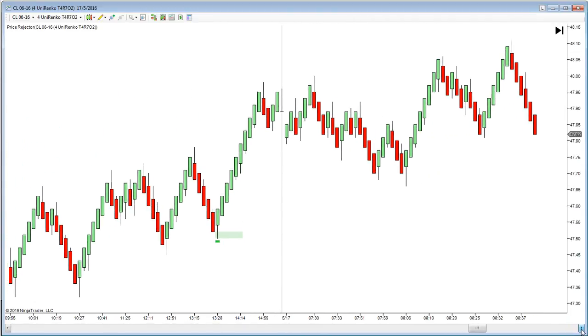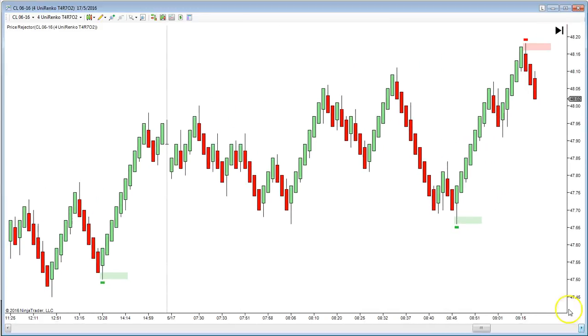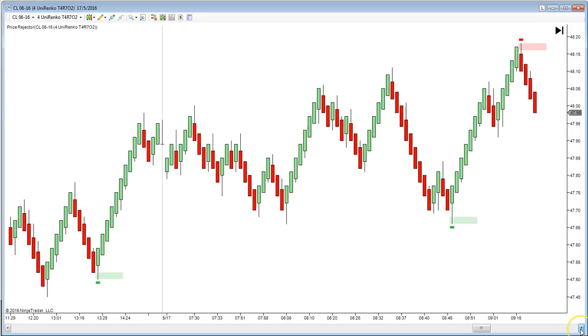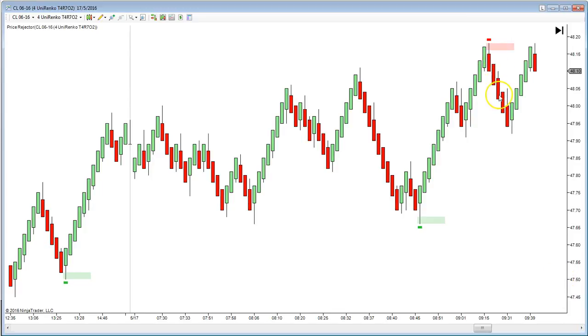And what day? Okay, this is the 17th. This is already the third week of the month. Here is a nice buy. 47.75-ish area, up to a sell signal at 48.10. Up here, that's what, 35 ticks. Then you get a sell signal, starts to come off. Boom, boom, boom. Then you get green, green, green.